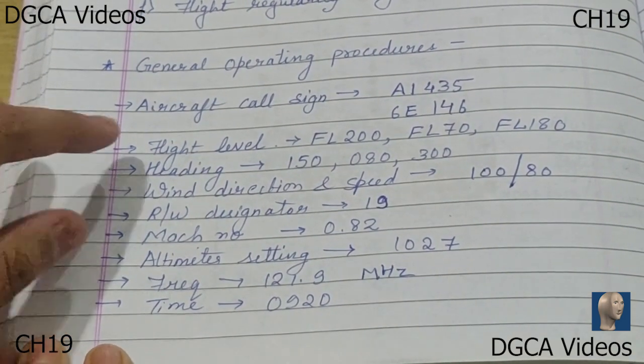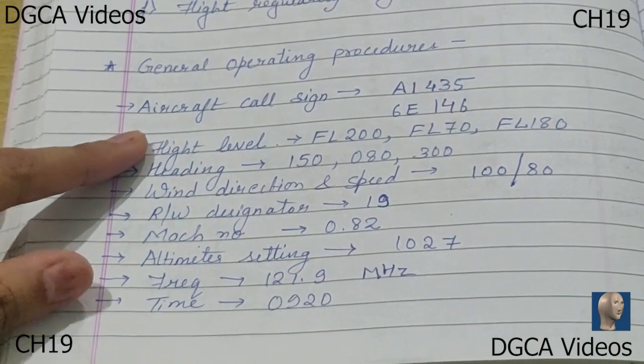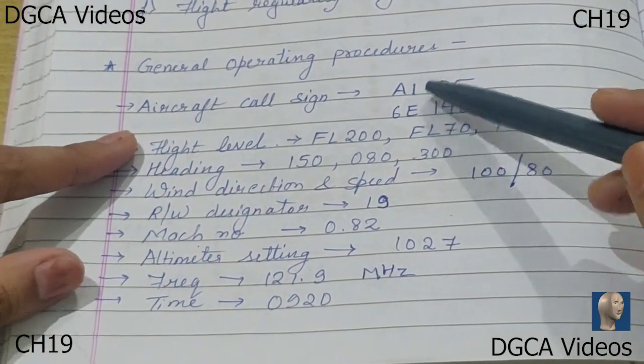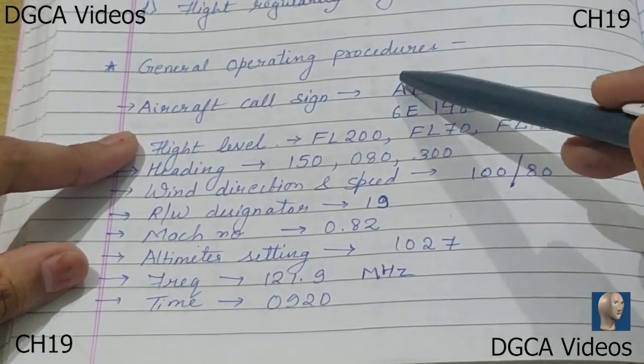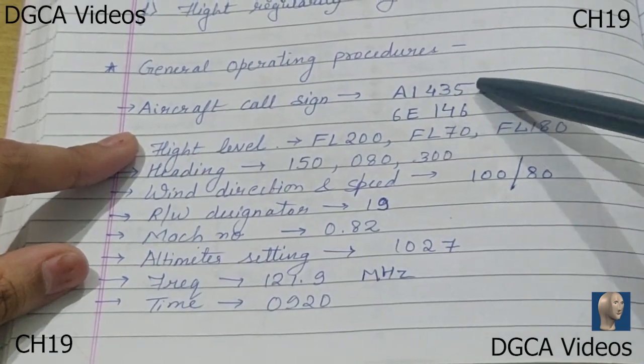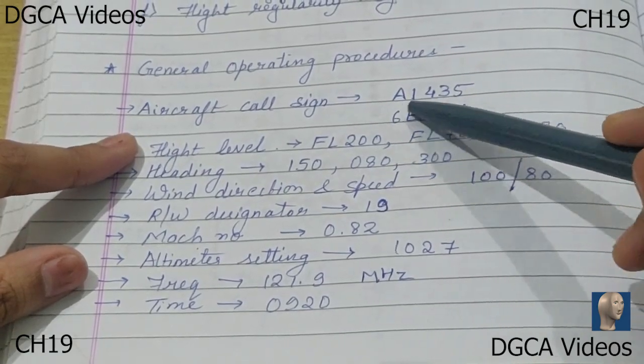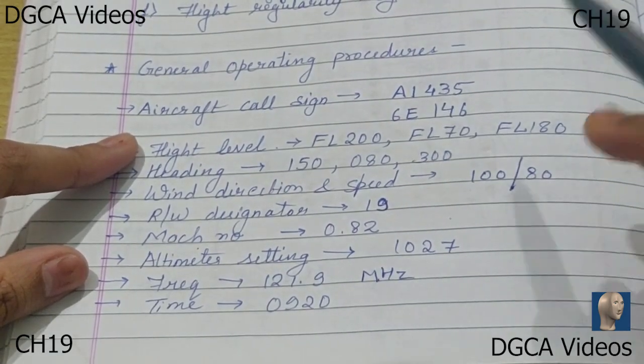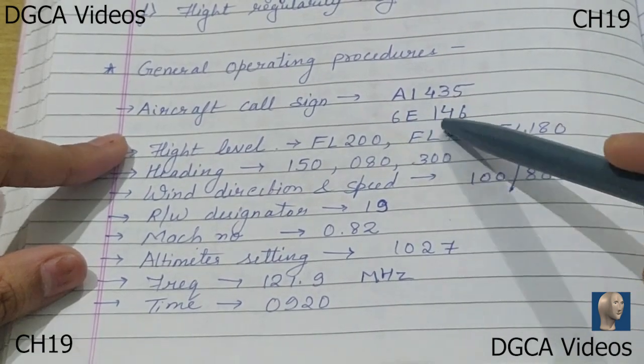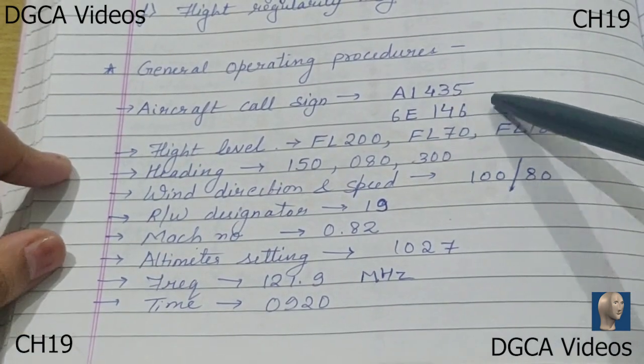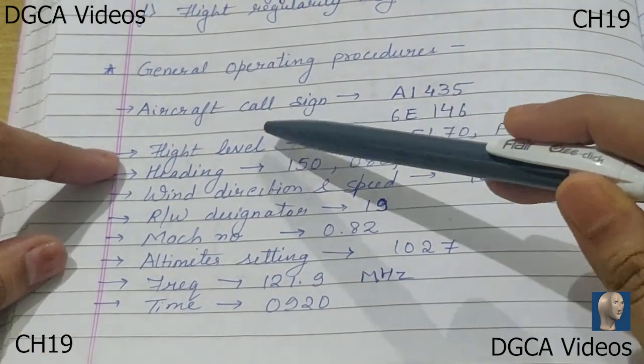So first is aircraft call signs. AI denotes Air India, so you will be calling Air India 435. 6E denotes IndiGo, we call it I Fly, that is the call sign, so it will be I Fly 146. Then flight level.